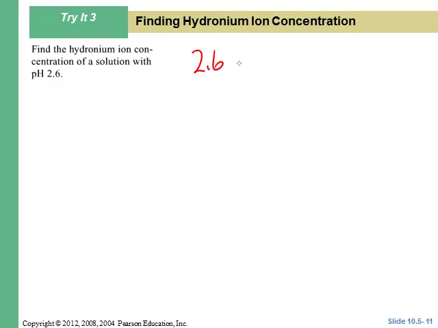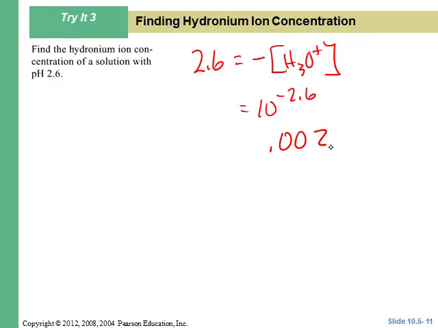So 2.6 is the negative of the hydronium ion concentration. So we would say that is 10 to the negative 2.6. So on our calculator I suppose we could just press 10 to the negative 2.6, and we get 0.00251, or 2.5 times 10 to the negative third.